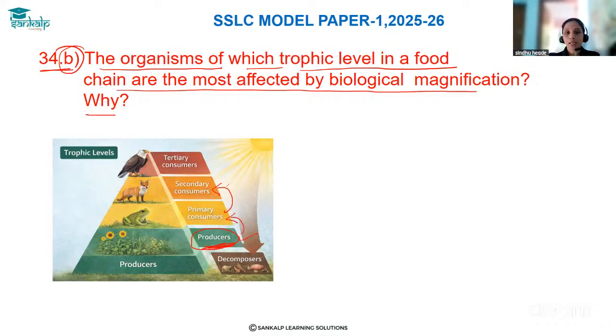In trophic levels, the first level is producers, the second is primary consumers, the third is secondary consumers, and the fourth is tertiary consumers. These all are the different trophic levels in a food chain. The question is, which trophic level in this food chain is most affected by biological magnification?